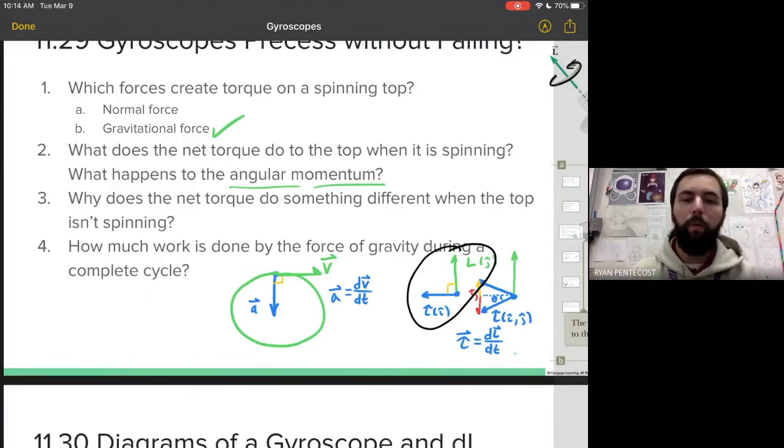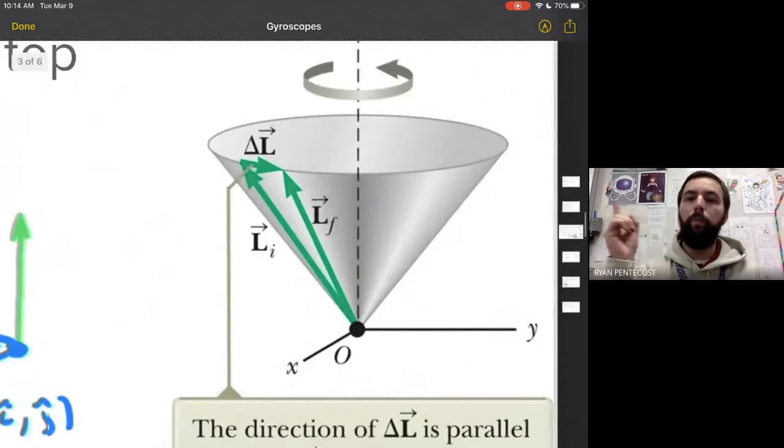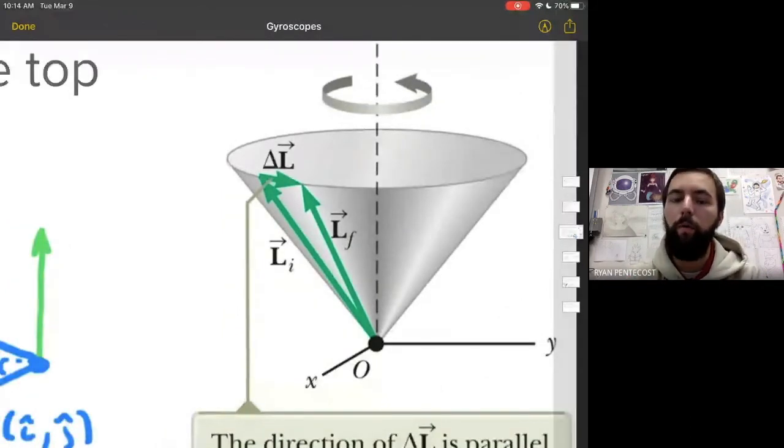Now, number 4, how much work is done by the force of gravity during a complete cycle? So a complete cycle would be this, right? A complete precession cycle. Now, the answer to this is 0. There is going to be 0 work done in this case. That is because there is no change in energy, right? Using the work-kinetic energy theorem, we could say that if there is a change in kinetic energy, there is work involved.